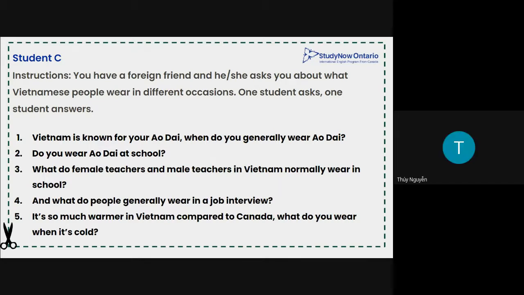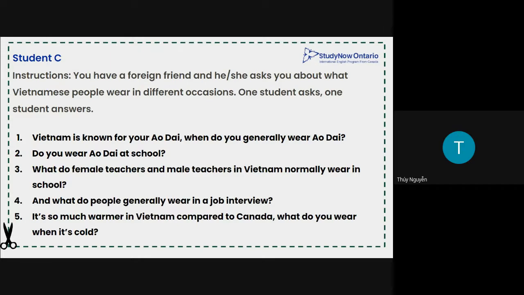What do female teachers and male teachers in Vietnam normally wear in school? Female teachers normally wear áo dài and some polite dress in school or in university. And male teachers normally wear some suits, I think some polite suits in school. And what do people generally wear in a job interview? People generally wear polite clothes in a job interview.